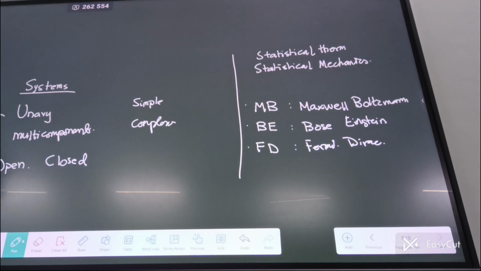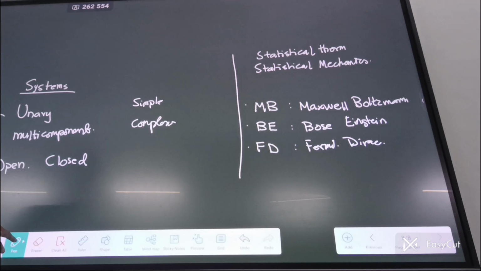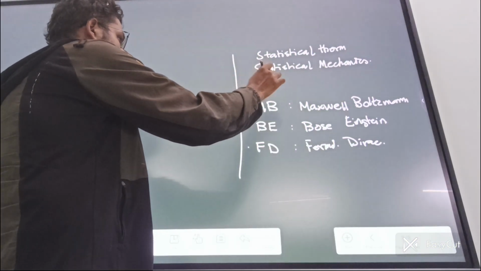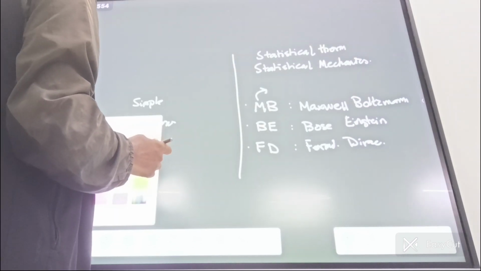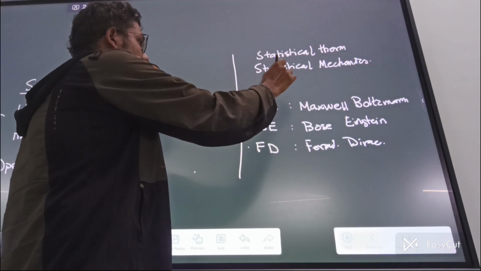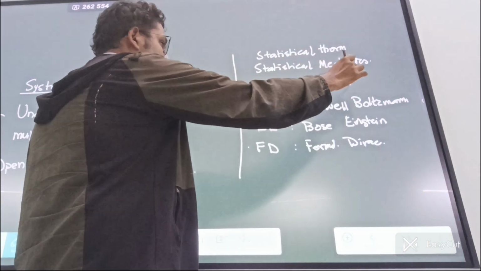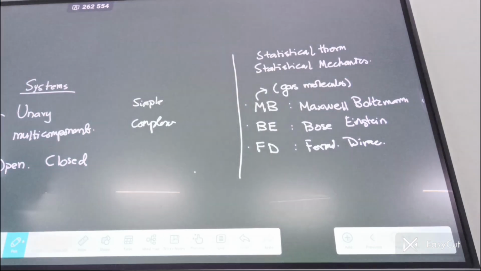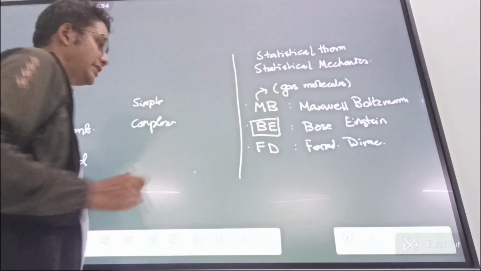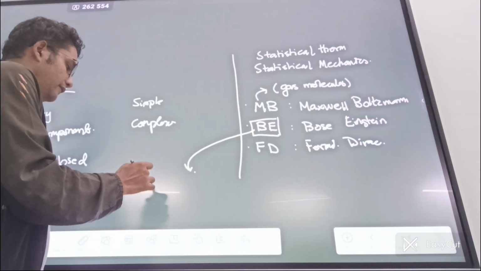Let me give some examples, then you will be able to understand. Our gas molecules follow Maxwell-Boltzmann statistics. I think you have already studied Maxwell-Boltzmann. Bose-Einstein statistics is followed by certain classes of particles like photons.